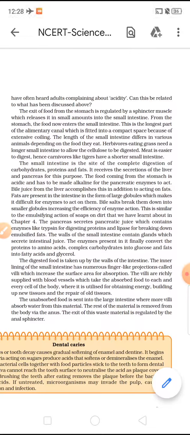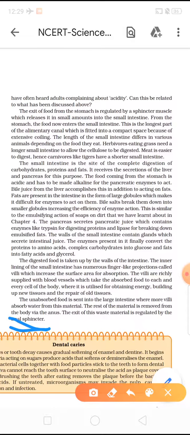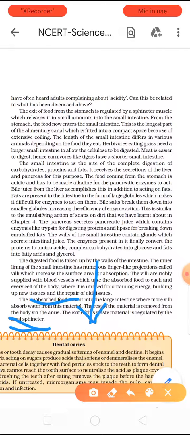Now why is there a requirement for this anal sphincter? Because we cannot just pass the waste material anytime. A gate should be there, and this gate helps in only unidirectional movement of the waste material. So the anal sphincter allows the movement of unabsorbed food in one direction, that is outside the body.